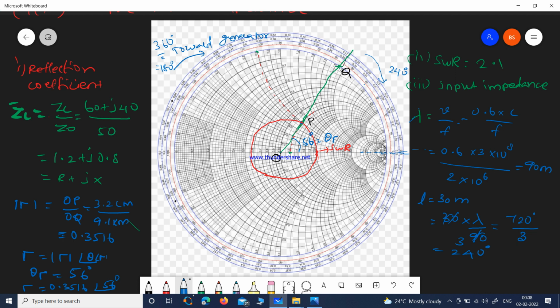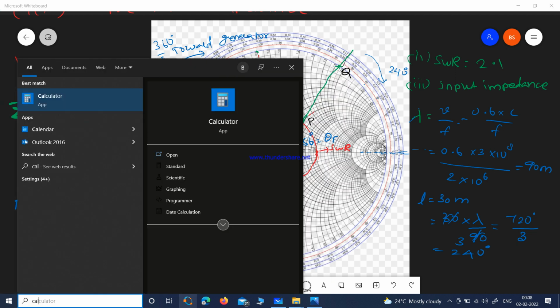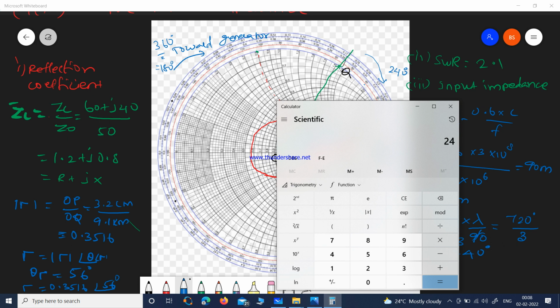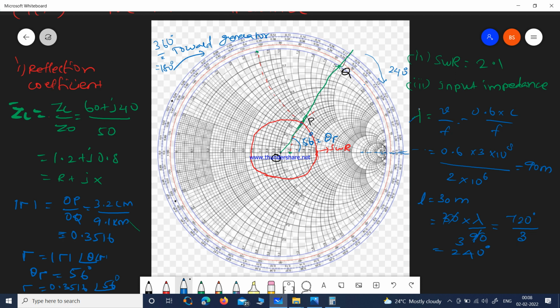So just to do 240 minus 56, you are getting 184 degree. So this is covered by 56 degree. From this origin point, I need to cover an additional 184 degree.